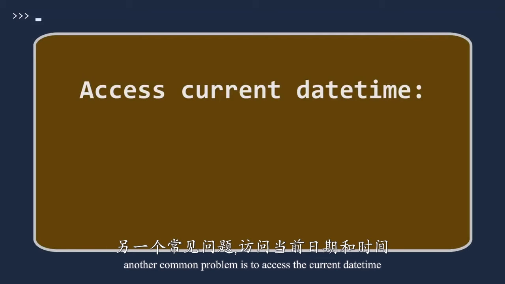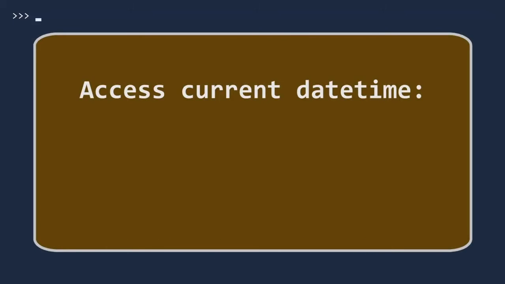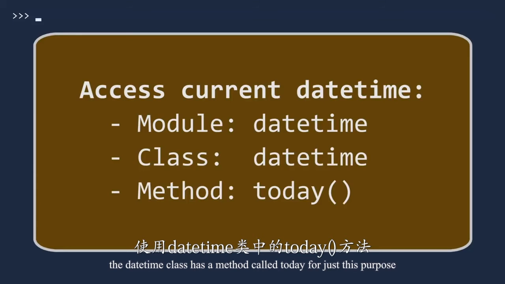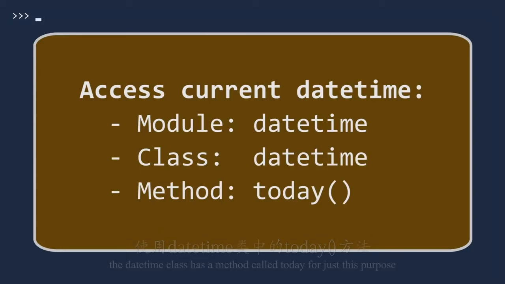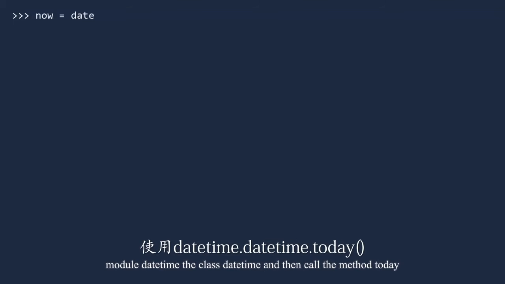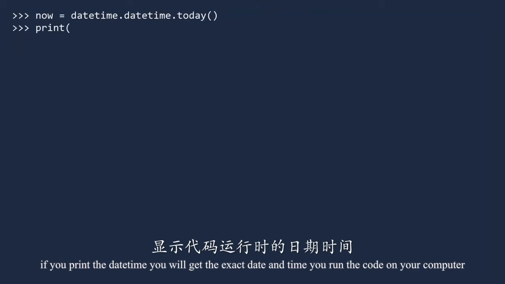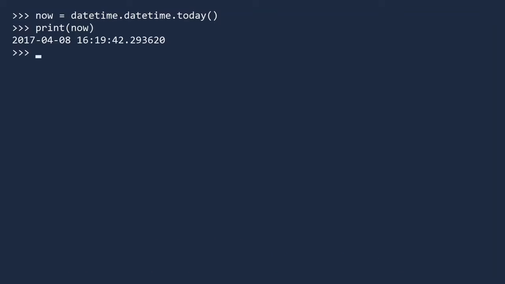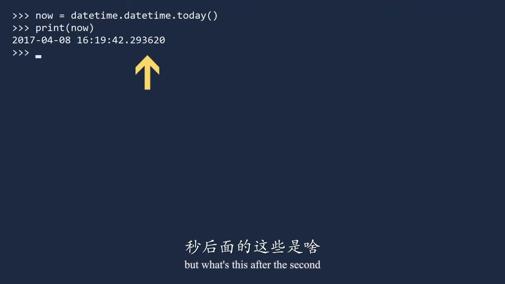Another common problem is to access the current datetime. The datetime class has a method called today for just this purpose. To get the current datetime in UTC format, type the module datetime, the class datetime, and then call the method today. If you print the datetime, you will get the exact date and time you ran the code on your computer. But what's this? After the second, there's a fractional value.